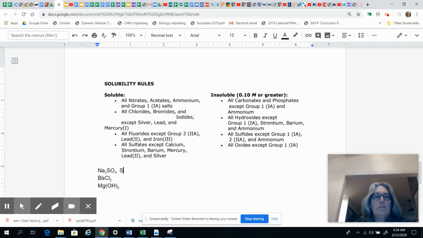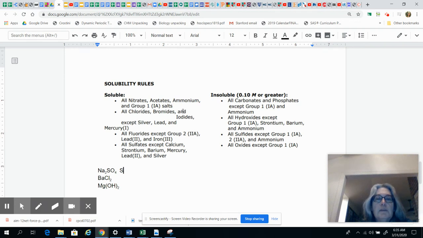All right, barium chloride. Barium is one of those things that is mostly there as an exception. Well, let's see. Barium is in group 2. They mention group 2 in some places. All right, barium. We're going to have to look at chloride. All nitrates, acetates, ammonium in group 1.